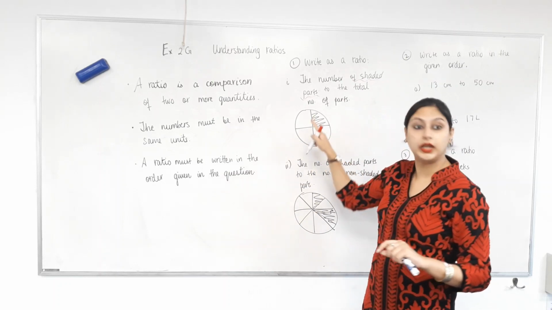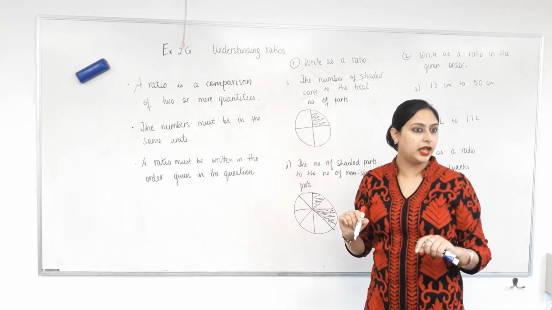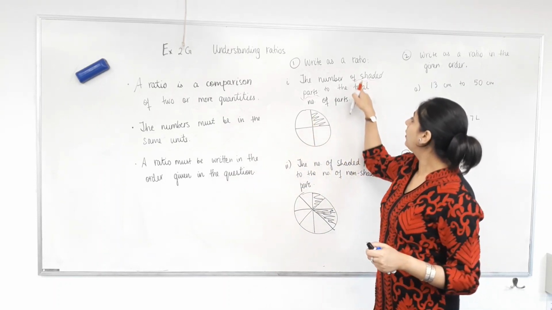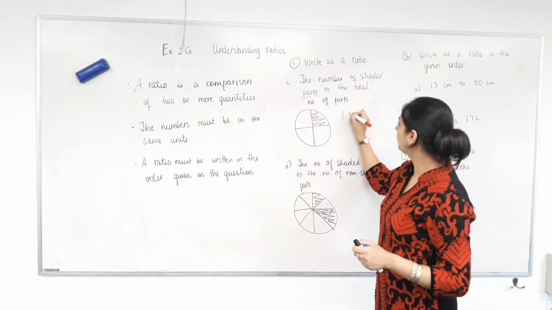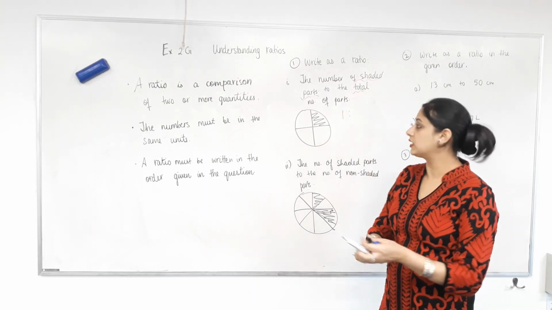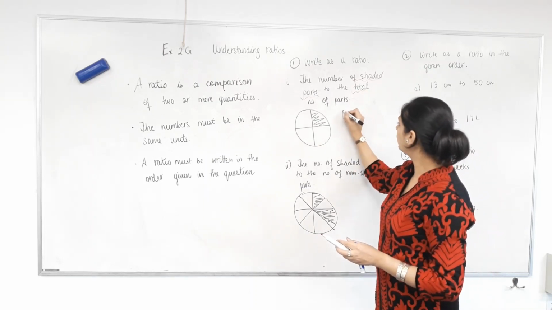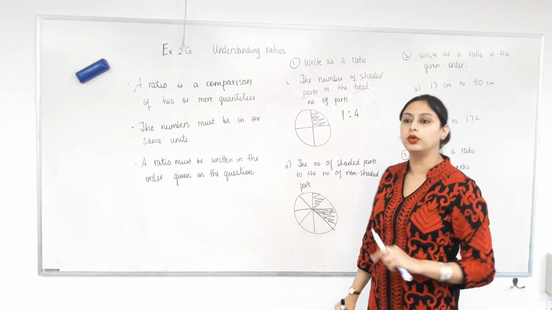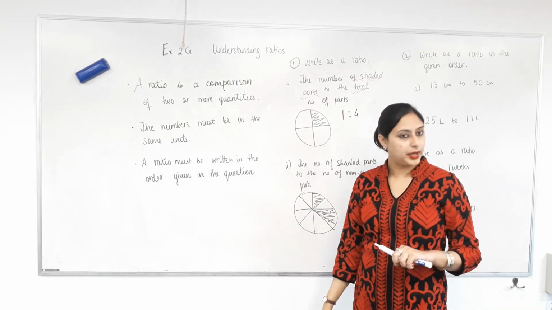Are these 4 equal parts? Yes. Great. How many parts are shaded? 1. What's the next thing? Total number of parts. How many total parts? 4. So the ratio is 1:4. Are we happy with that?